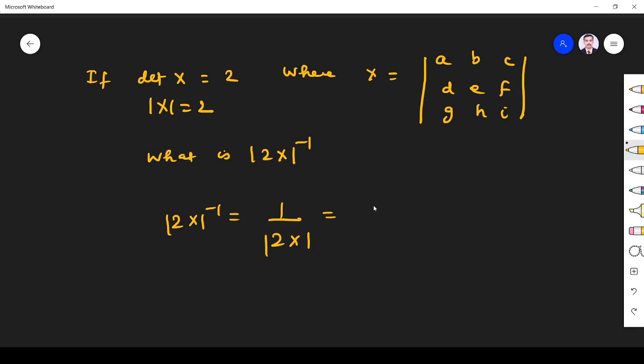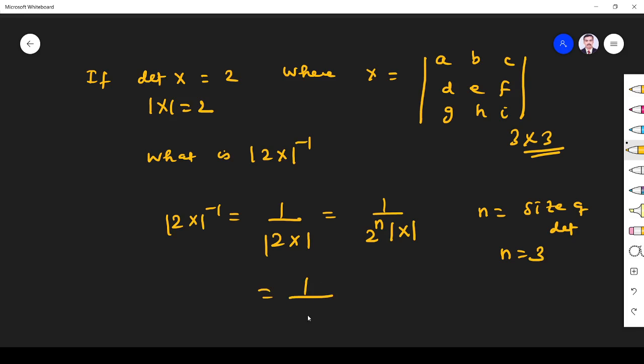If I take 2 outside the matrix, the determinant will become 1 by 2 power n times determinant X, which is very important, where n is the size of the determinant. Here it is 3 by 3, so n is equal to 3. So it is 1 by 2 power 3 times determinant X, which is 2, so that is equal to 1 by 16.